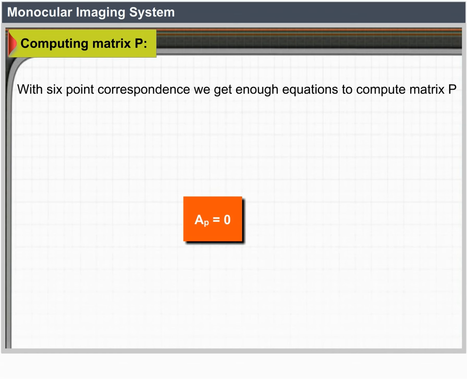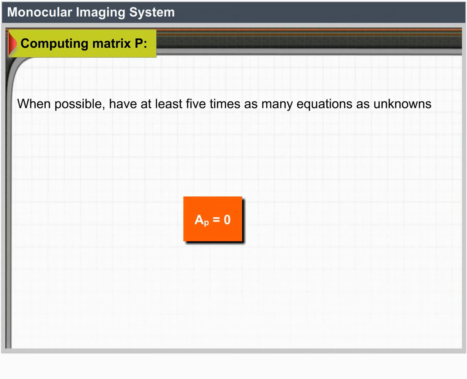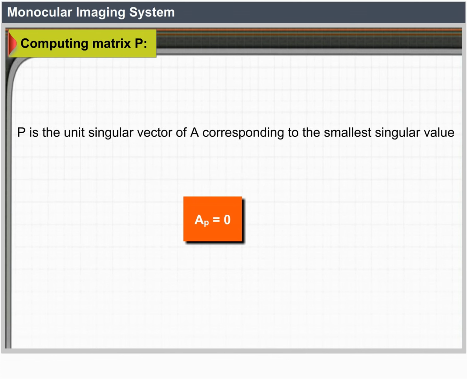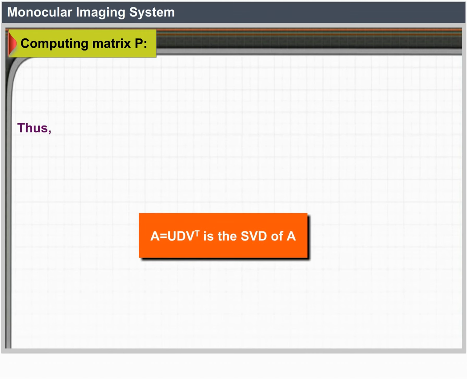AP equals 0. Linear system AP equals 0. When possible, have at least 5 times as many equations as unknowns. Minimize the norm of AP with the constraint that the norm of P equals 1. P is the unit singular vector of A corresponding to the smallest singular value. Thus, A equals UDV transpose is the SVD of A.